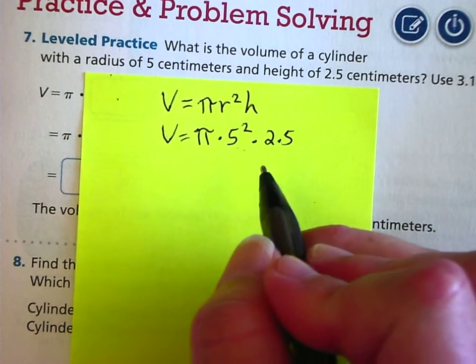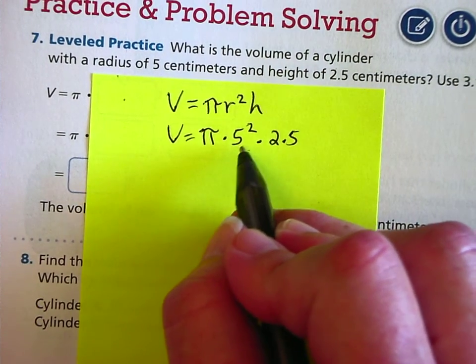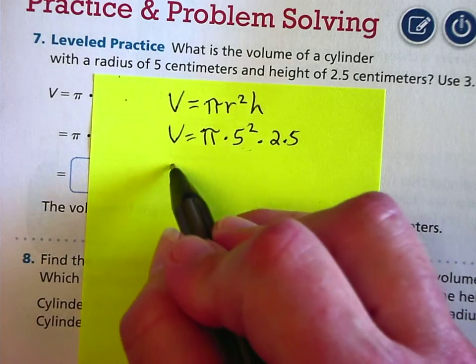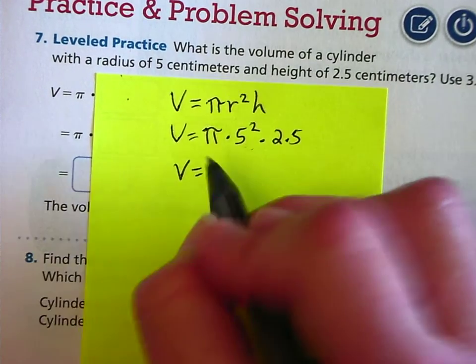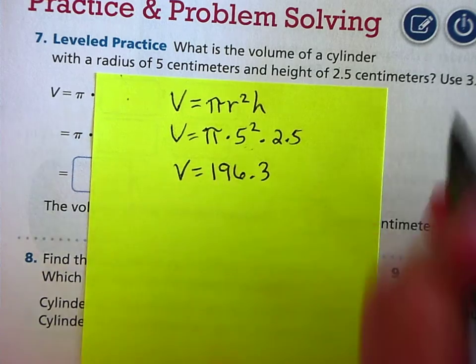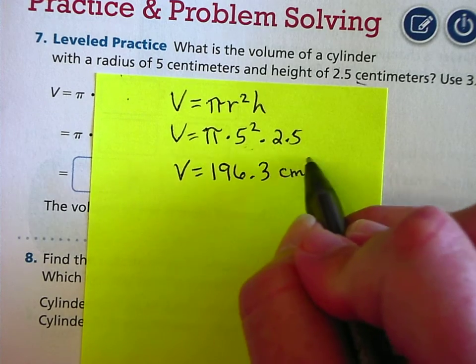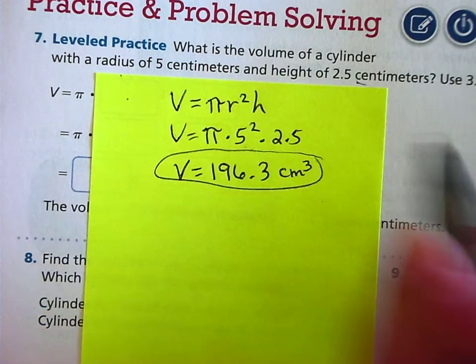All right, plug that into your calculator. Pi times 5 times 5 times 2.5, and round to the tenths place, and you get 196.3, and this is centimeters cubed. Cubic centimeters is volume.